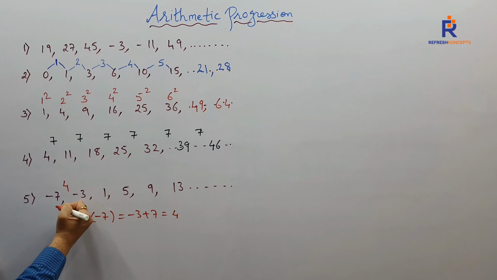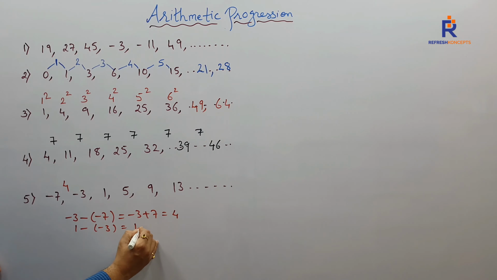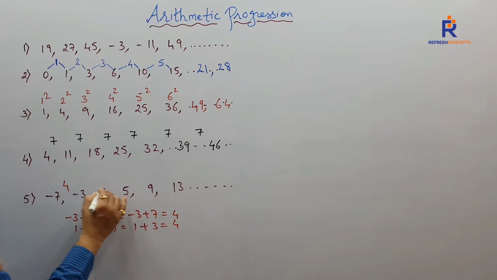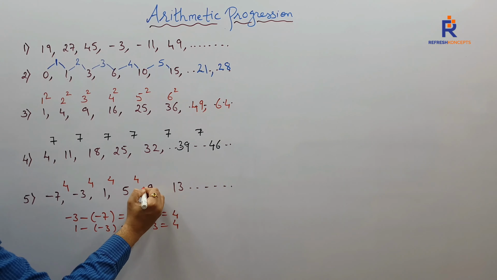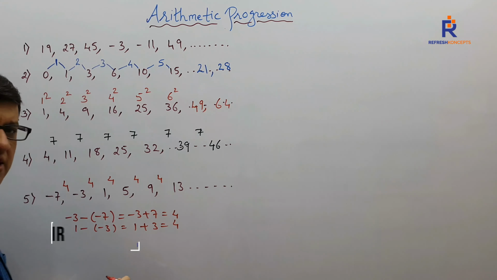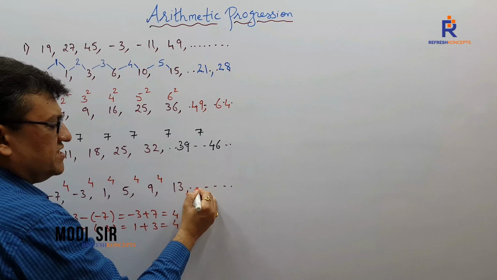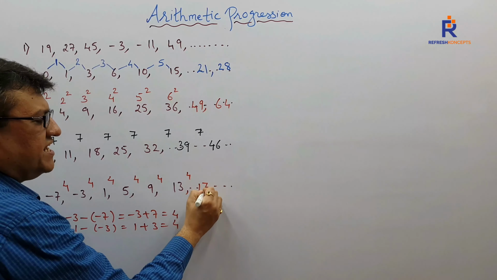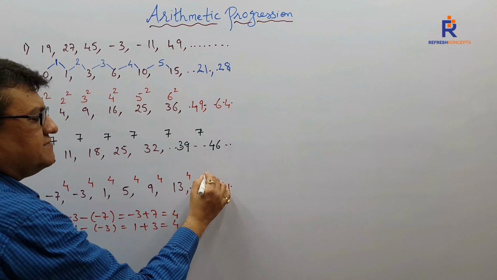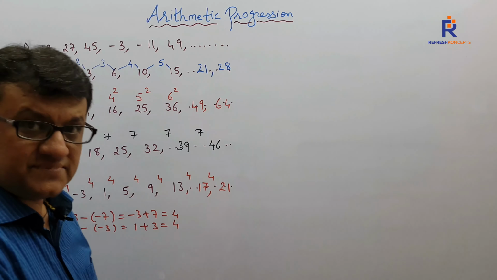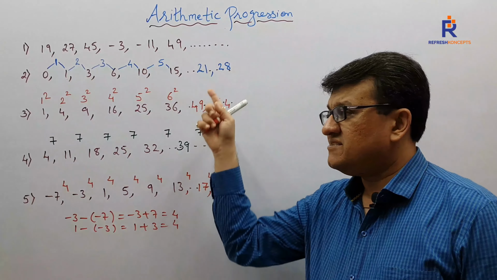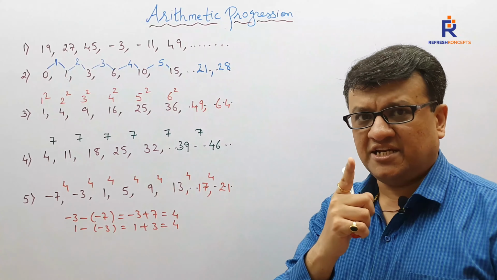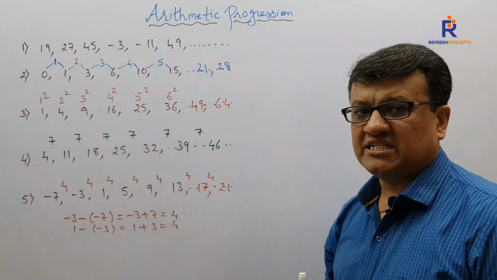Now 1 minus of minus 3 is 1 plus 3, which is 4. 5 minus 1, 9 minus 5, 13 minus 9. So are you in a position to say the next one? Certainly yes. So what is it? Plus 4, sir, 17. Plus 4, sir, 21. So barring the first one, in all the cases you were in a position to predict the next term.